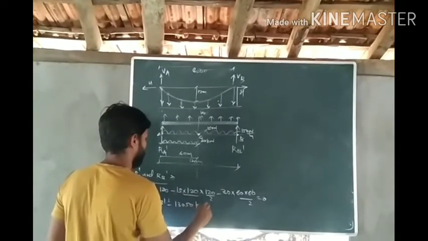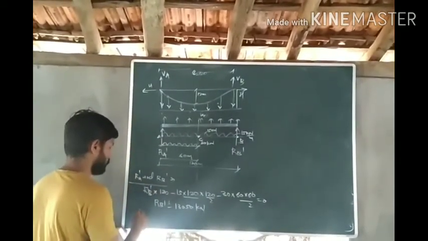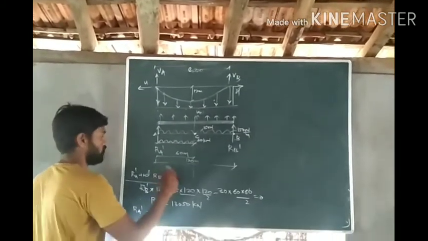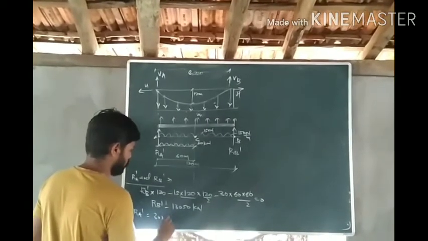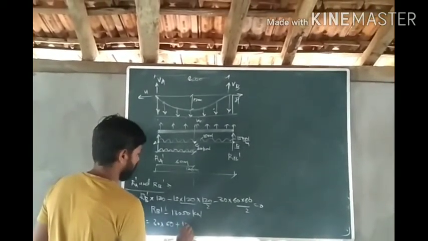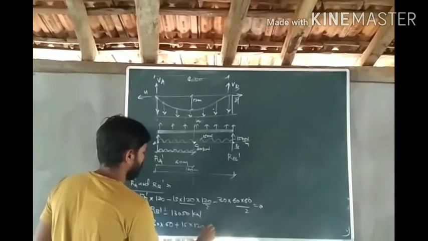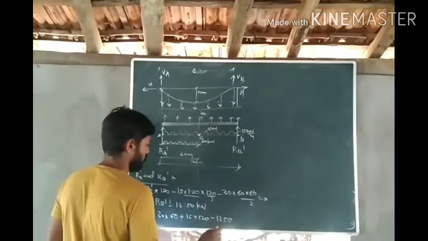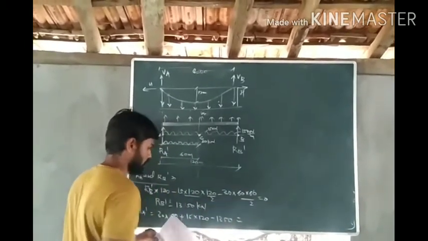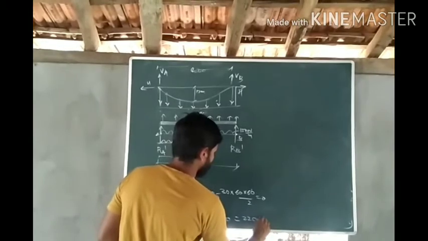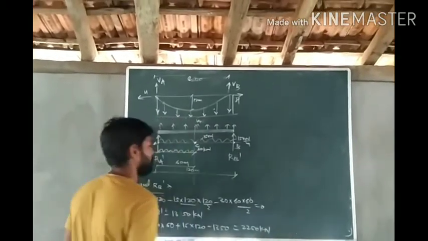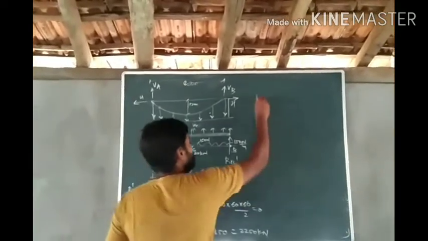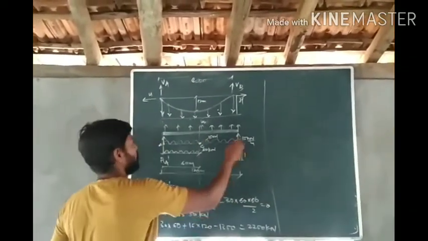Now next is RA dash. It is the total load minus RB dash. Total load is 30 into 60 plus 15 into 120 minus 1350. So it is 2250 kN. Okay, so reaction we have calculated, reaction due to the given load.